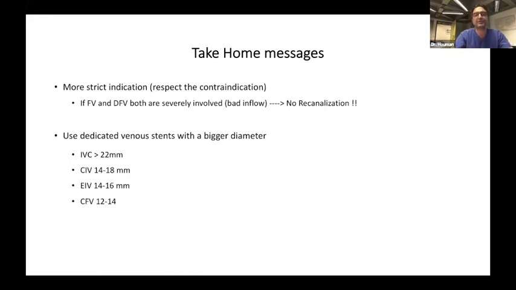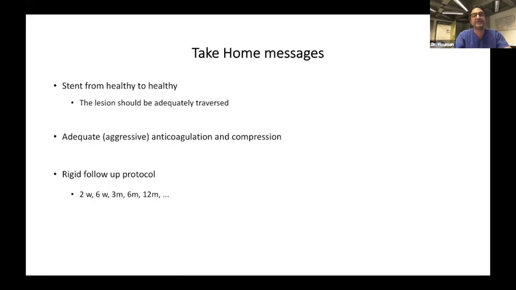And do not use short stent at May-Thurner point. If you want to treat May-Thurner point, in my opinion, the shortest stent you want to use should be 8 centimeters in order to prevent even one migration. Use IVUS, it makes life easier and makes the decision-making easier. Stent from healthy to healthy, of course, we know it.